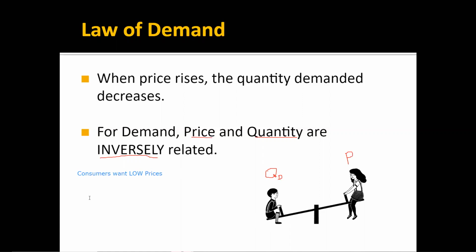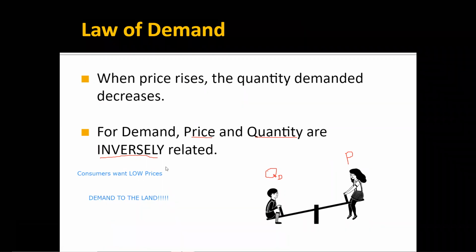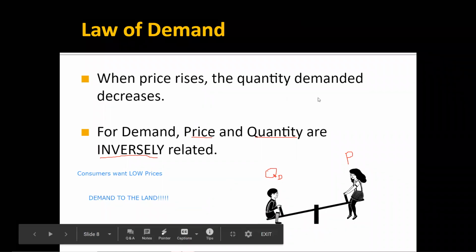Now, one quick way to remember this and how this plays out, and I'll back this up again to show you in just a second: one thing to remember, demand to the land. You need to remember that. That's a key thing, because with demand to the land, whenever you draw or see a demand curve, the demand curve is always going to be going down to the right. Let me show you what I mean by that.